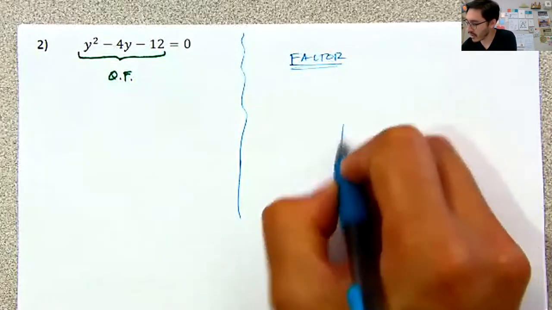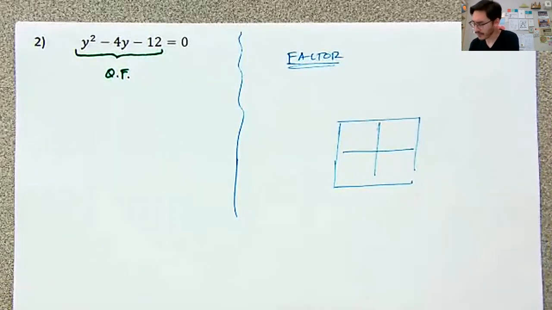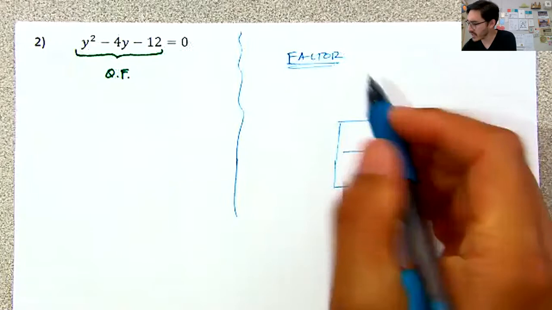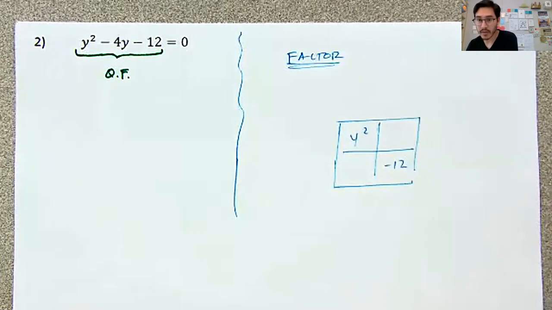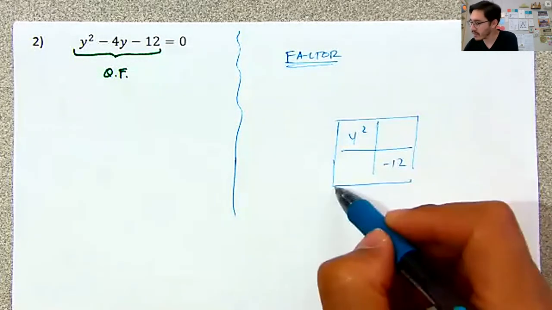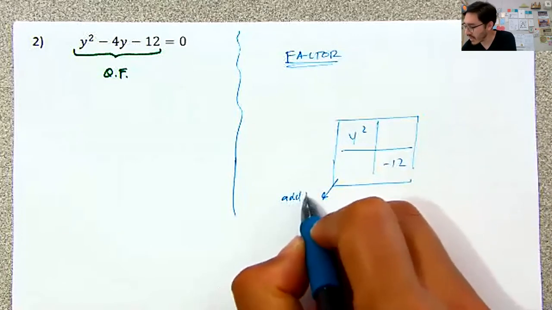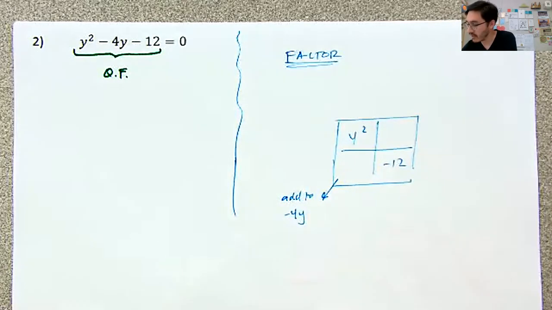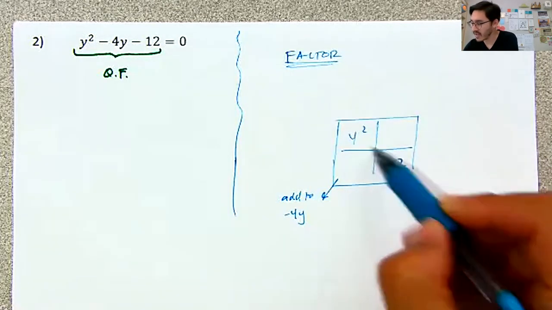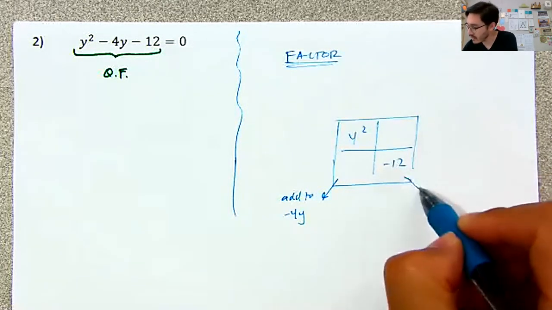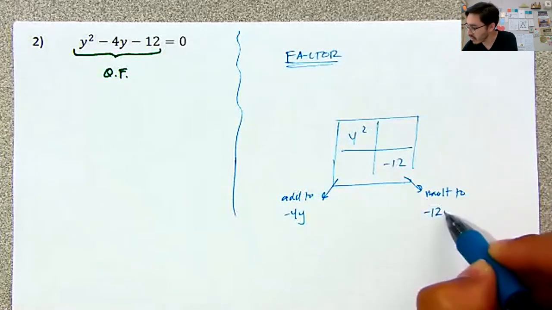So I'm going to go ahead and use the box method here. I know the second degree term is going to go in the first box. The constant term is going to go in the last box. These two diagonals have to add up to the middle term, so it's got to add up to negative 4y. But I also know that these two diagonals are going to have the same product as the opposite diagonal. So what do those two multiply to make? Negative 12y squared.